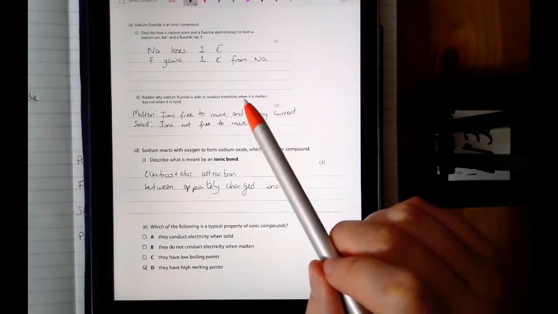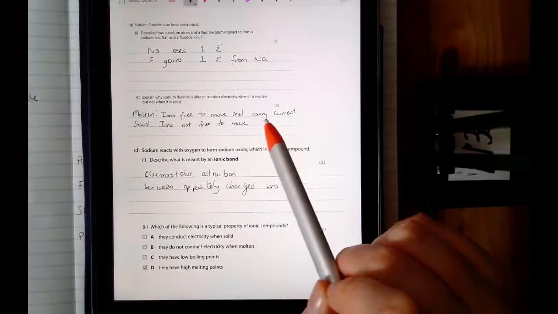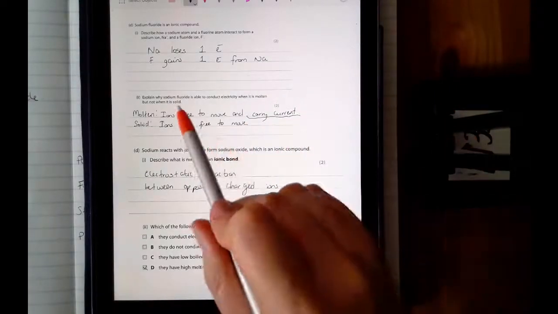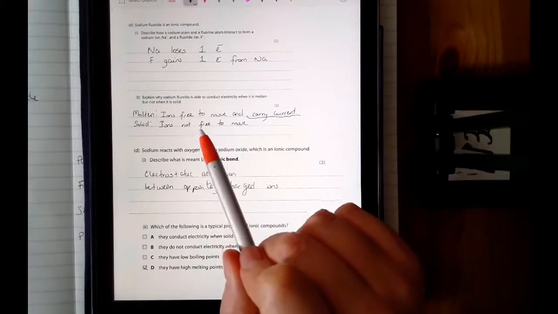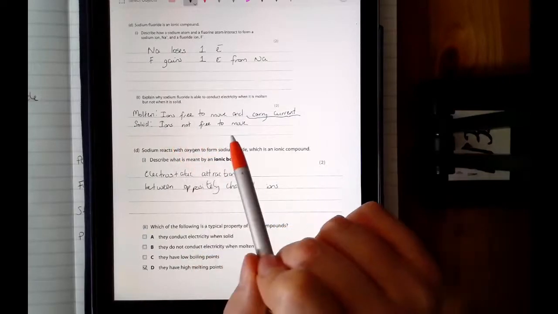The next one, about conducting electricity. When molten, the ions are free to move and carry current. Make sure you're using that phrase, carry current, in your answer. As a solid, the ions are not free to move. Don't say that the ions can't move. In a solid, ions can vibrate, but say that they are not free to move.